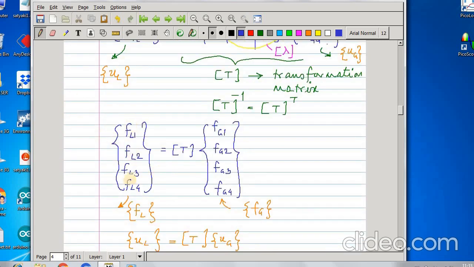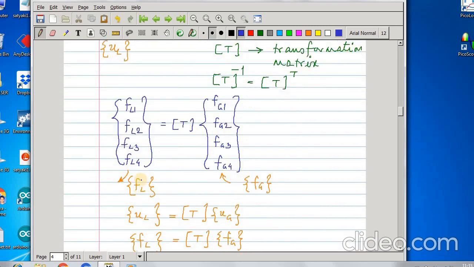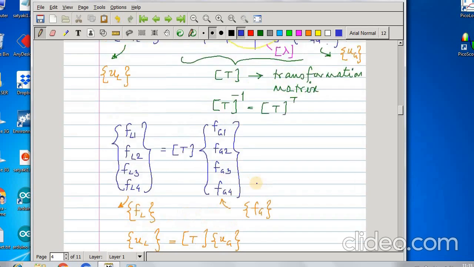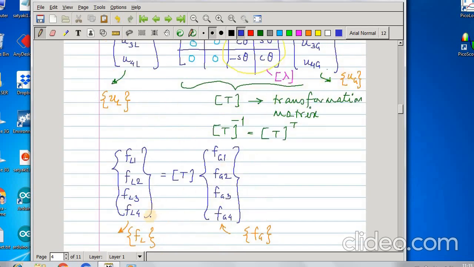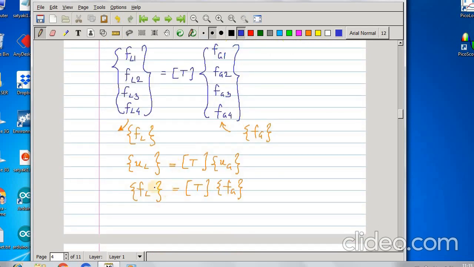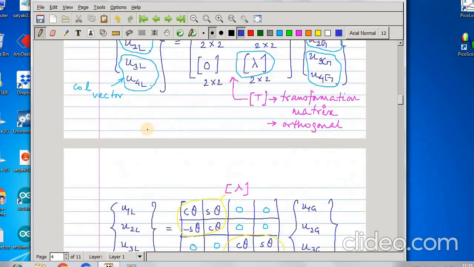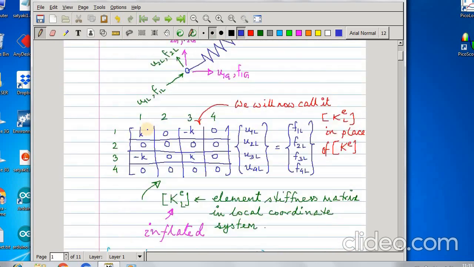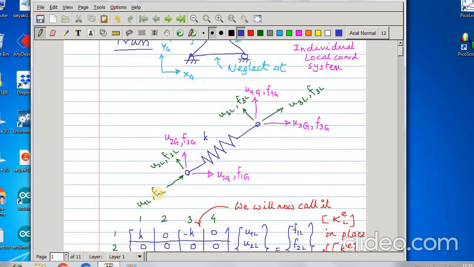Similarly, the local forces on the element and the global forces on the element are also related using the same relation. This we call FL and this we call FG. So this is UL, this is UG, this is FL, and this is FG, and they are related by this transformation matrix. So this is UL and this is FL. So let us go to the diagram once more. This is F1L, this is F2L, this is F1G, and this is F2G.